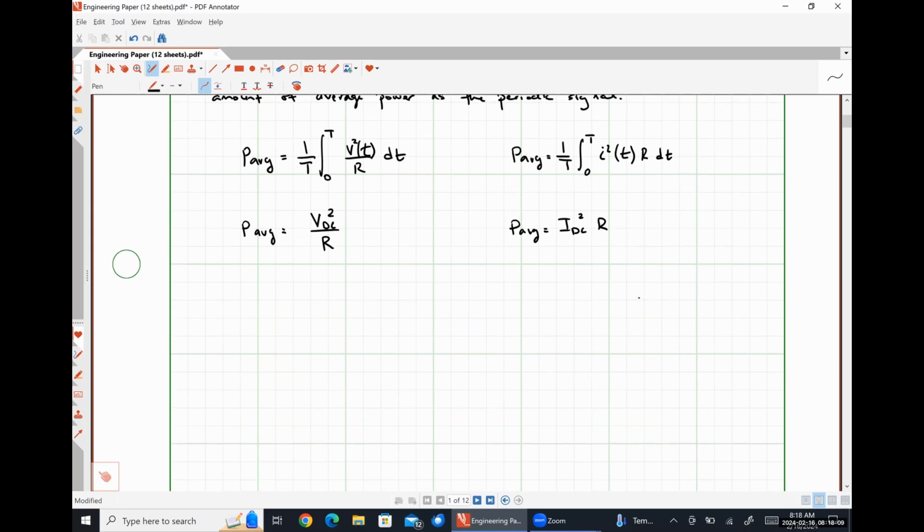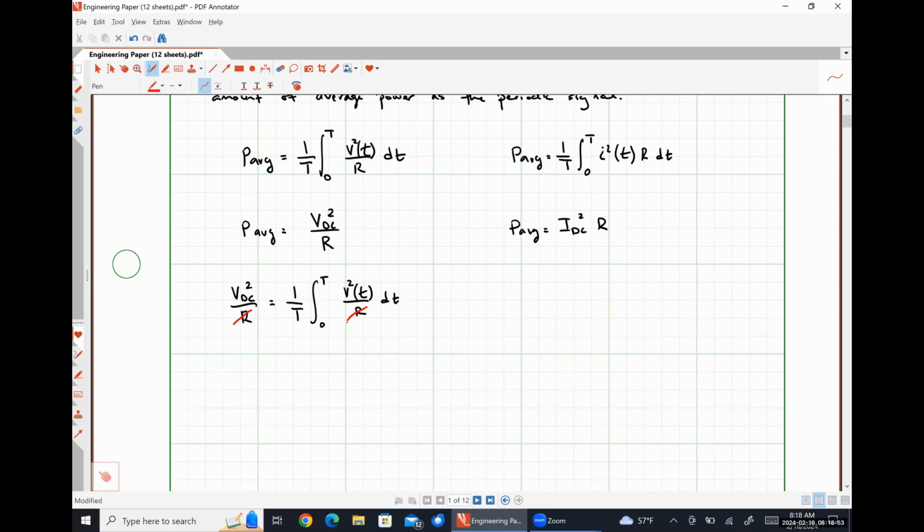So let's look at the voltage equation first. So I have VDC squared divided by R is going to be equal to 1 over T times the integral from 0 to T of v of t squared over R times dt. Well, right from the jump, I can see that there's a common factor of 1 over R on both sides of the equal sign. So it turns out that the resistor value doesn't even matter. There's just going to be a direct relationship between the DC voltage and the periodic AC voltage.